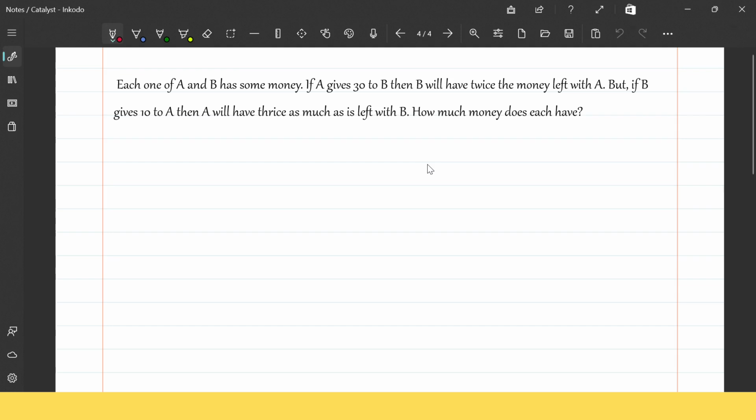Each one of A and B has some money. So A is a person. Let us draw a very nice A. It's a very nice A only. Okay, please assume that the drawing is a very nice A and this is Mr.